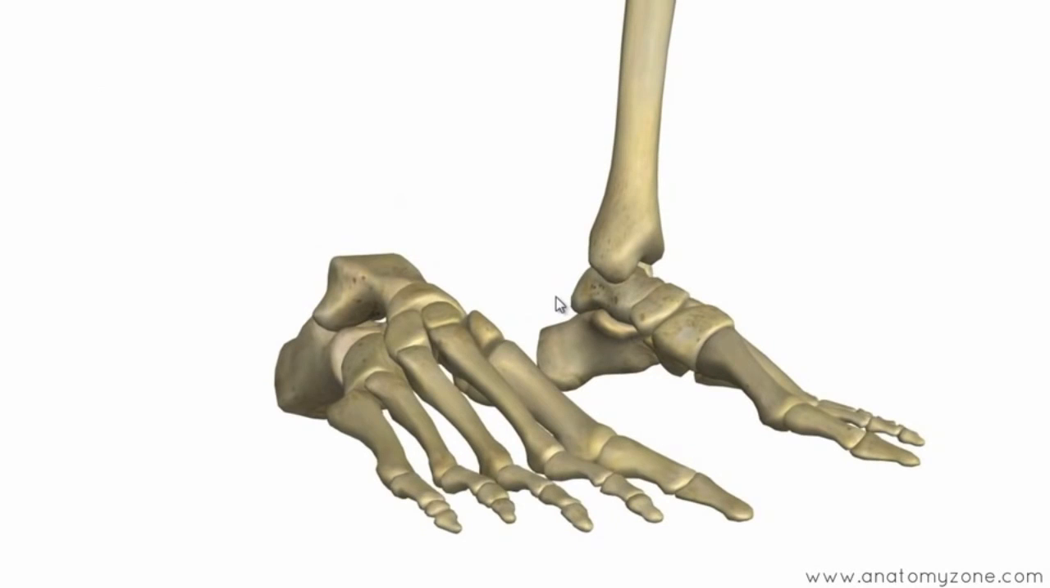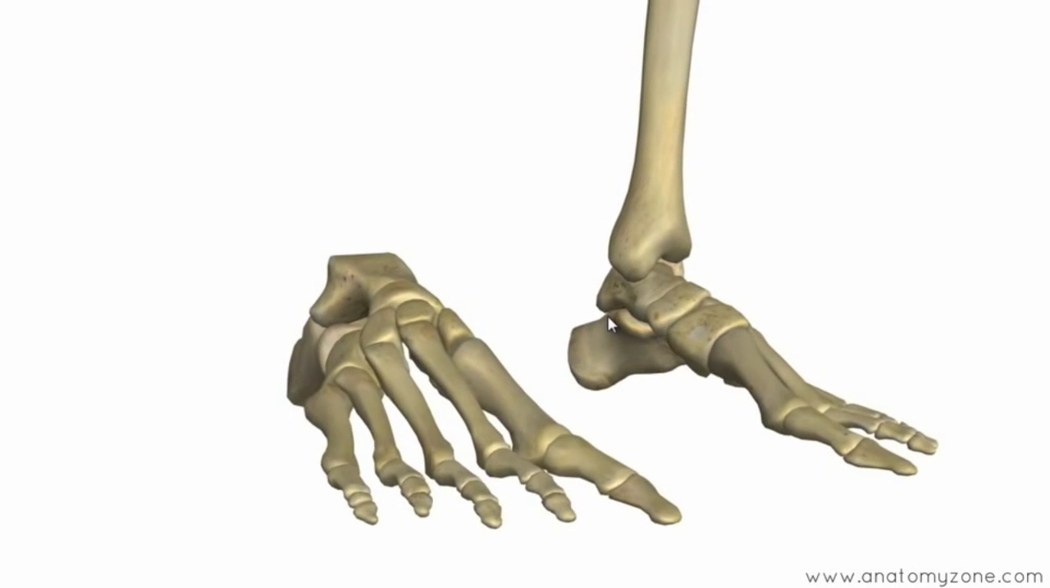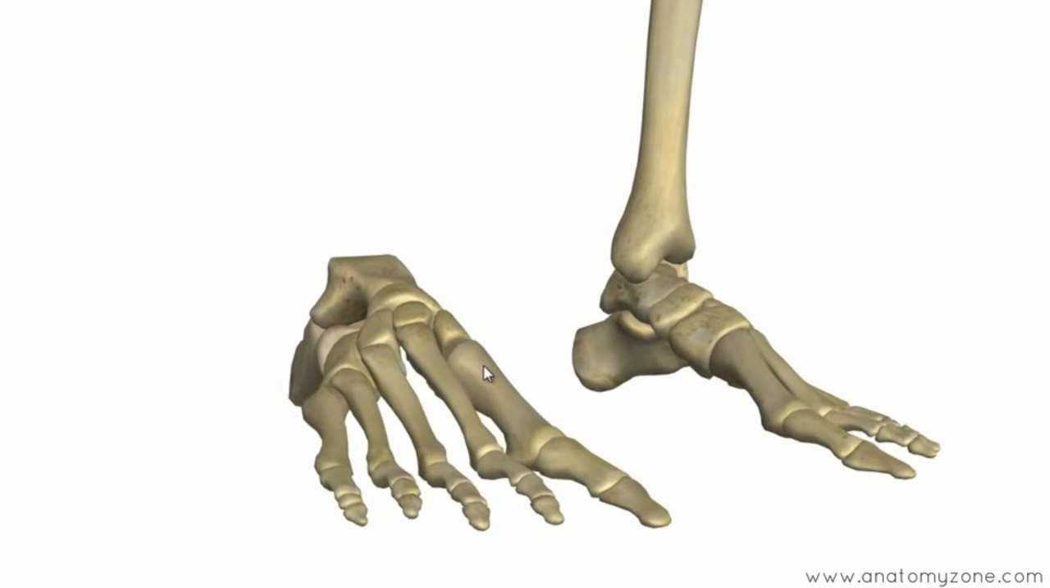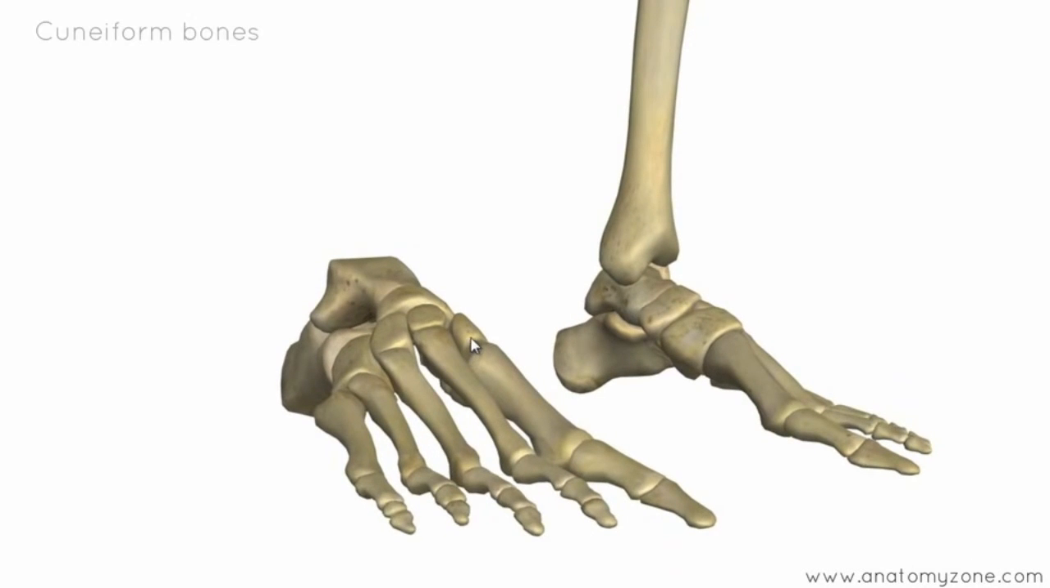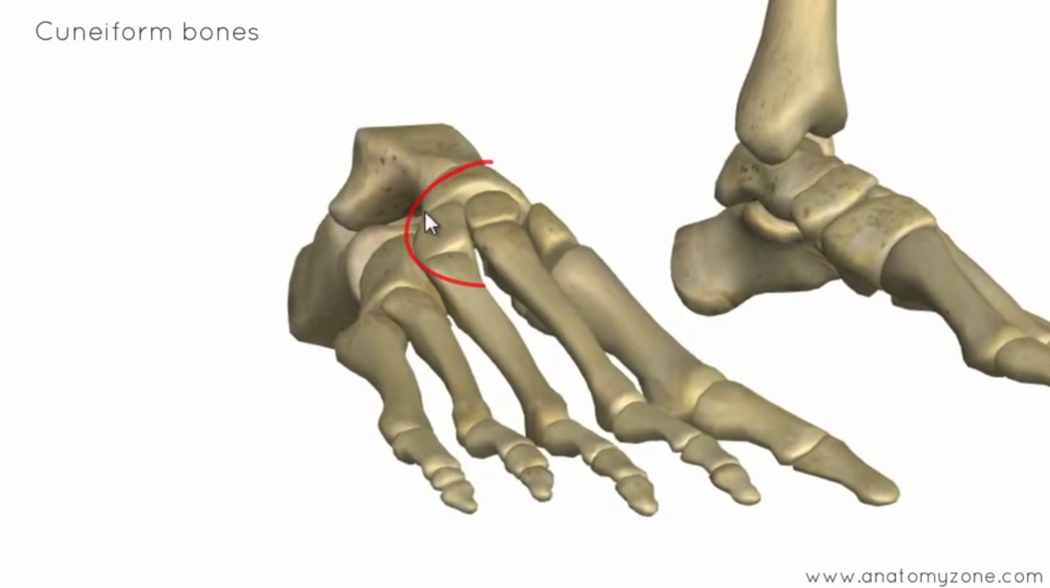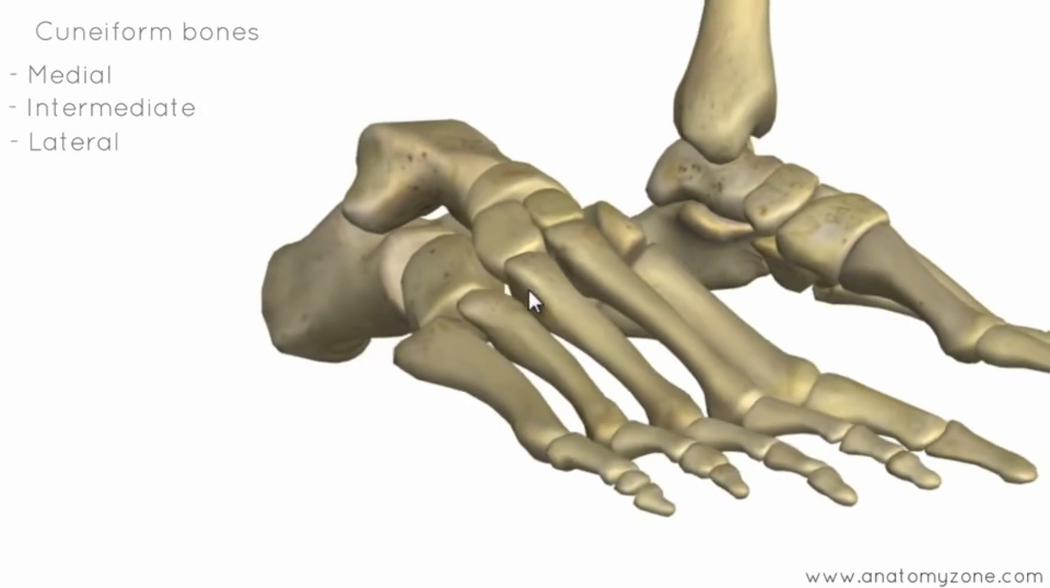The distal row, you've got four bones. So the distal row are the bones of the foot which articulate with the metatarsals. So you've got the cuneiform bones, which are these three bones here. So you've got a medial, an intermediate and a lateral cuneiform bone, which articulate with the first to third metatarsals.